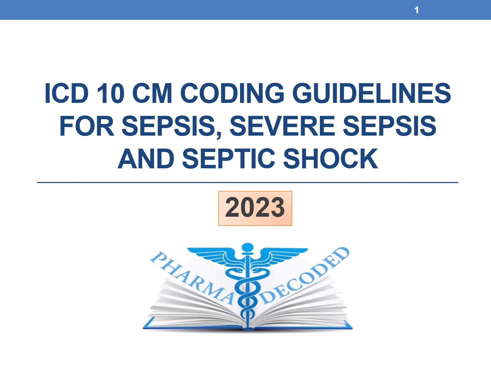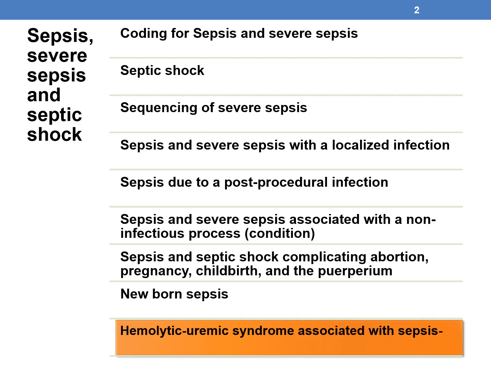Hello everyone, now let us discuss the 2023 ICD-10-CM coding guidelines for sepsis. In the current session, we will be discussing coding for sepsis and severe sepsis, septic shock, sequencing of severe sepsis, sepsis and severe sepsis with localized infection, sepsis due to a post-procedural infection, sepsis and severe sepsis associated with non-infectious process such as trauma, and sepsis and septic shock complicating abortion, pregnancy, childbirth and puerperium.